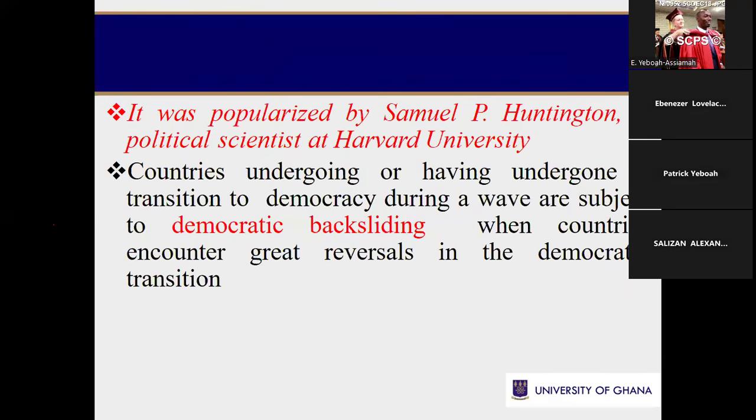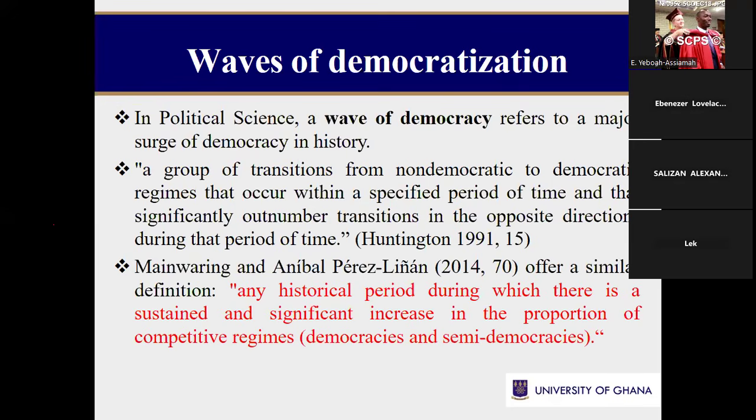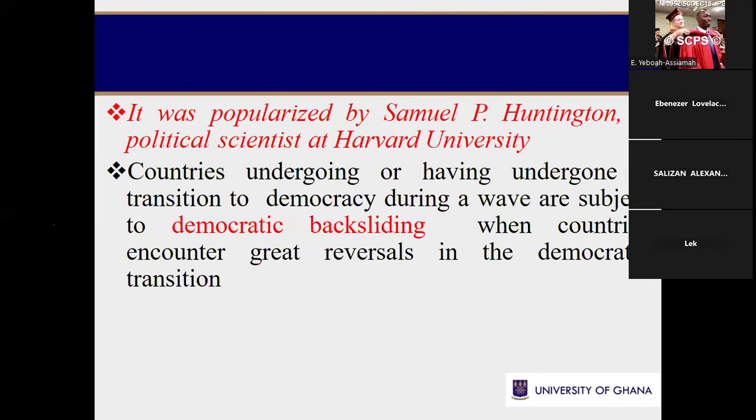And this was popularized by Samuel Huntington. Now, the people who leave the vineyard, what term do we use for them? We say what has happened to their faith? They backslided. So backsliding is also a popular term in comparative politics. Countries undergoing or having undergone transition to democracy are also subject to democratic backsliding. It's just like people who come to the vineyard, who are sometimes also subject to backsliding. They can backslide, just like democracies.